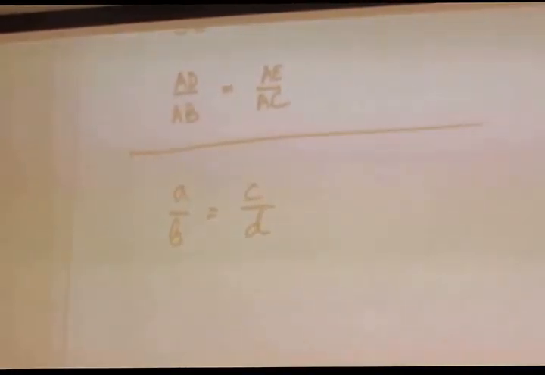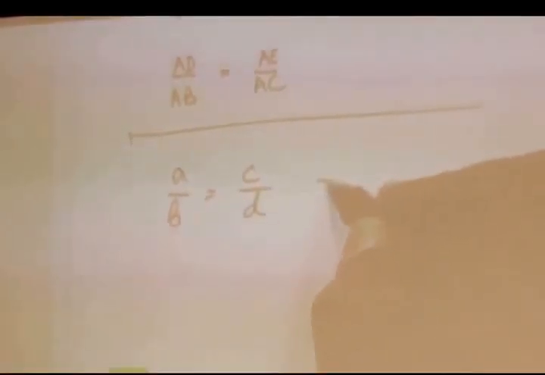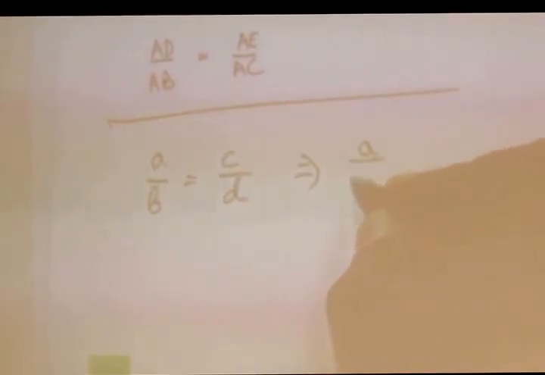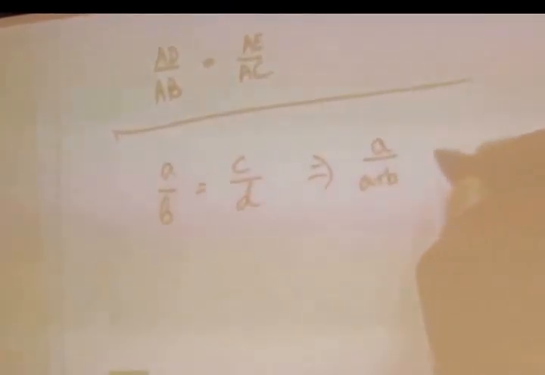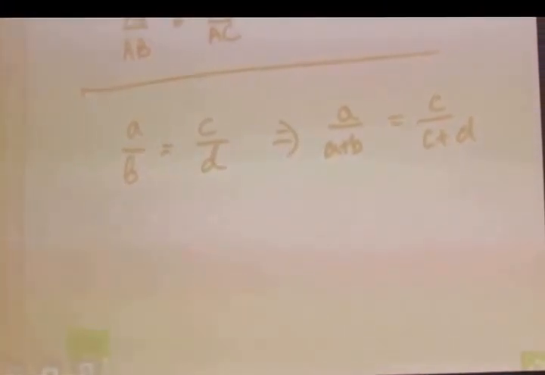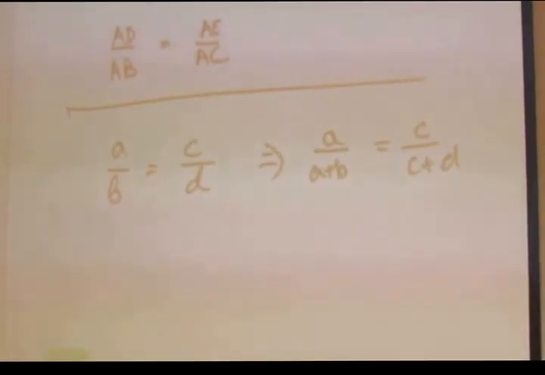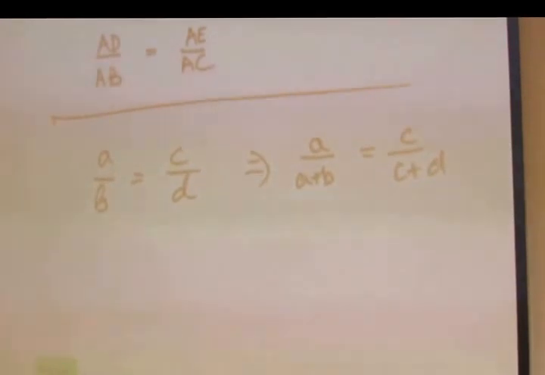Now, if somebody tells you that A over B is equal to C over D, in other words, that's a fact, then there are many things you can conclude. One of the things that you can conclude is that A over A plus B is equal to C over C plus D. You believe that? You don't believe it? Well, it's easy to prove. Maybe I can just demonstrate the proof just now. But before that, why don't you test it with some numbers?